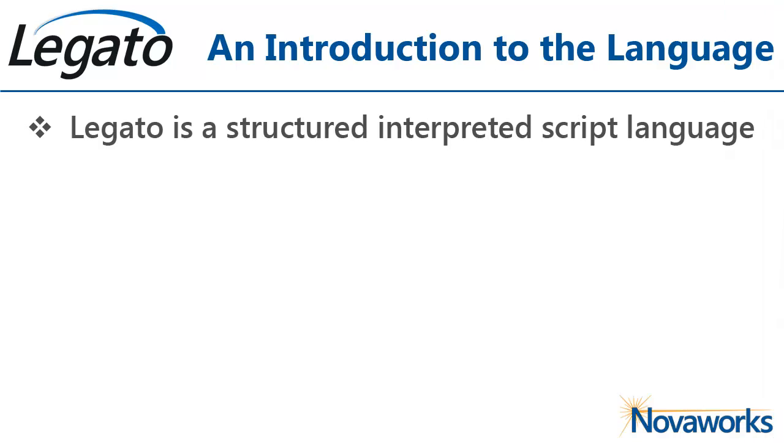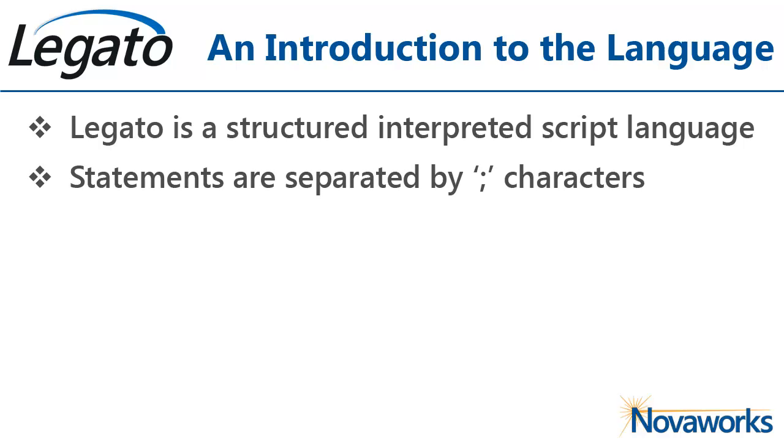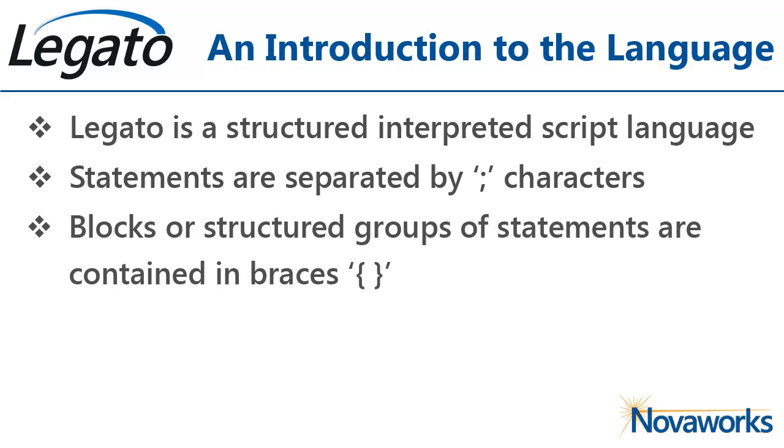So exactly what is Legato? It's a structured interpreted script language. That means that all the instructions in the script are put together and interpreted at the time of running. It's also structured by using blocks and braces similar to C, C++, Java, or JavaScript. Statements are separated by a semicolon character, and blocks or structured groups of statements are contained within braces.